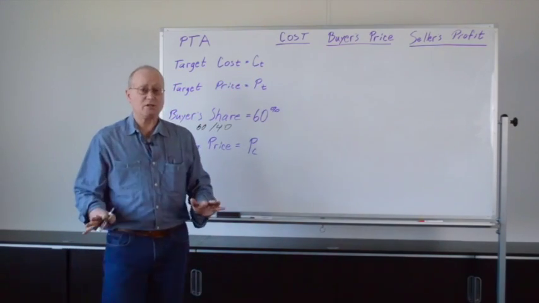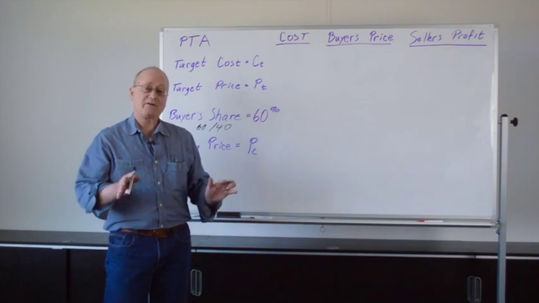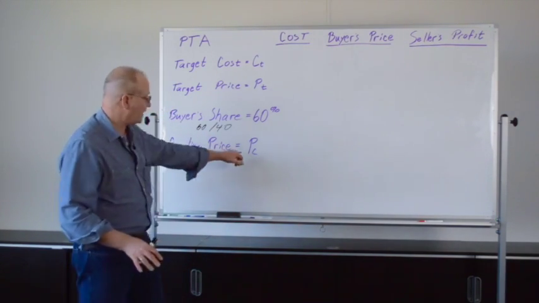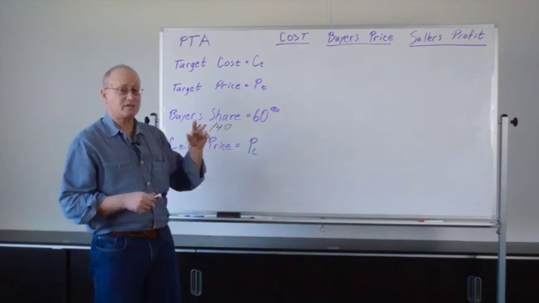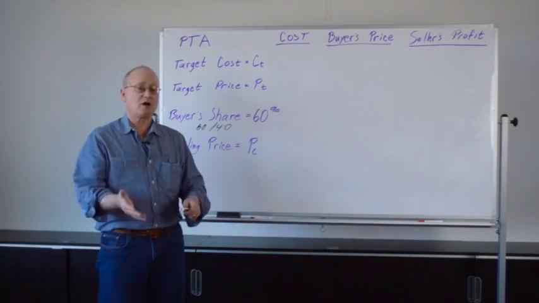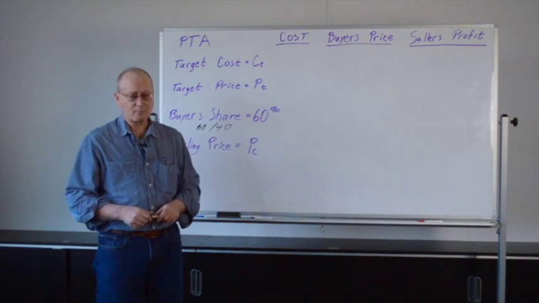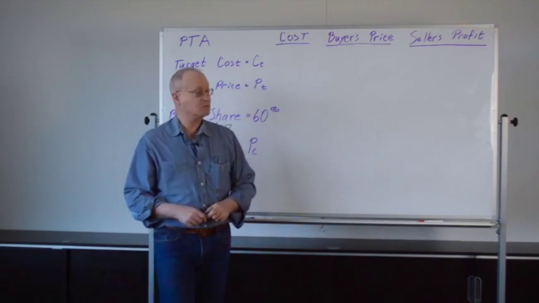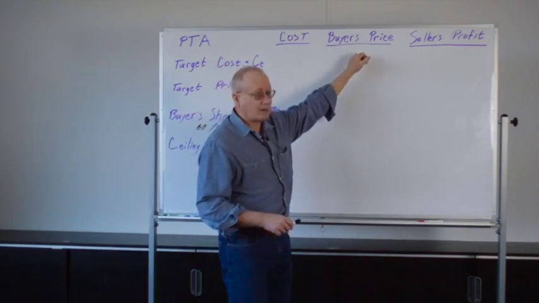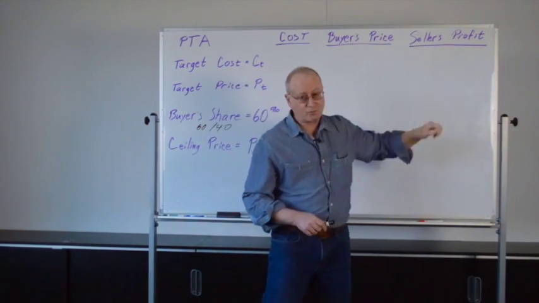But this isn't going to continue forever. We're going to have a ceiling price, and we'll call that P sub C. So once we reach the ceiling price, any additional cost overruns are going to fall entirely on the seller. So we're going to step through this and see how this works. We're going to look at the cost, the buyer's price, and the seller's profit.